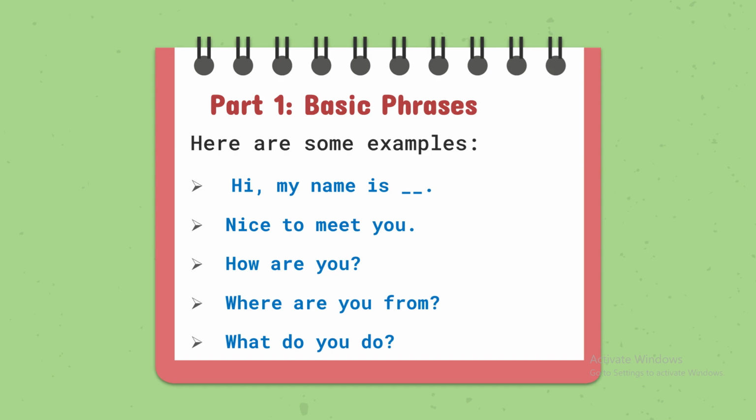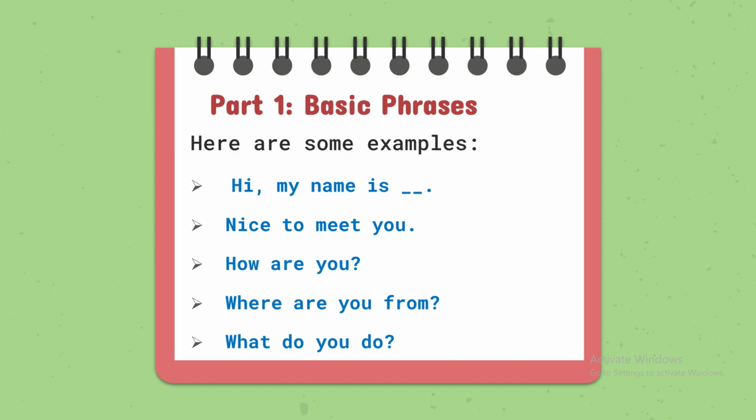Nice to meet you. In this sentence, I am expressing the pleasure I have in meeting the other person. How are you? In this question, I'm asking about the other person's well-being. Where are you from? And here in this question, I'm inquiring about the other person's origin.